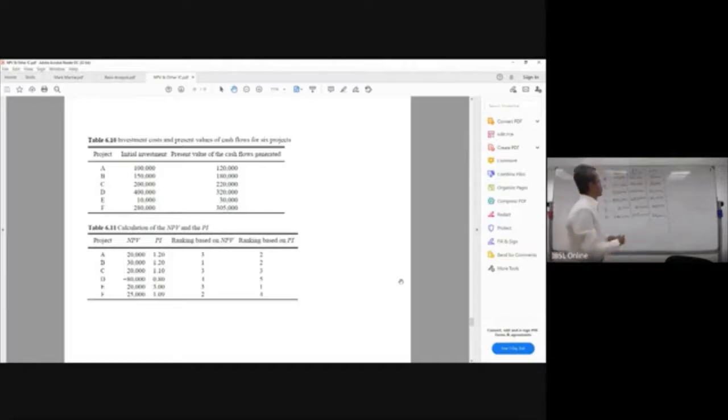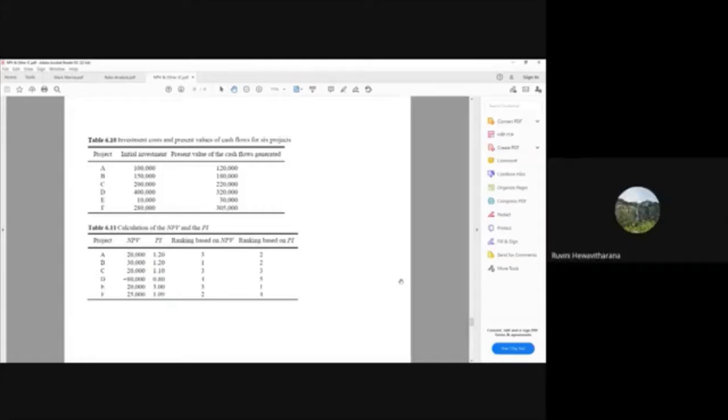Okay, we'll see. Now we will calculate the profitability index. Profitability index is dividing the present value of future cash flows by the initial investment, right? So present value for A is 1.2. Okay. B, 180 divided by 150, 1.2. Again 1.2. Then 220 divided by 200, 1.1. Yes, 1.1.